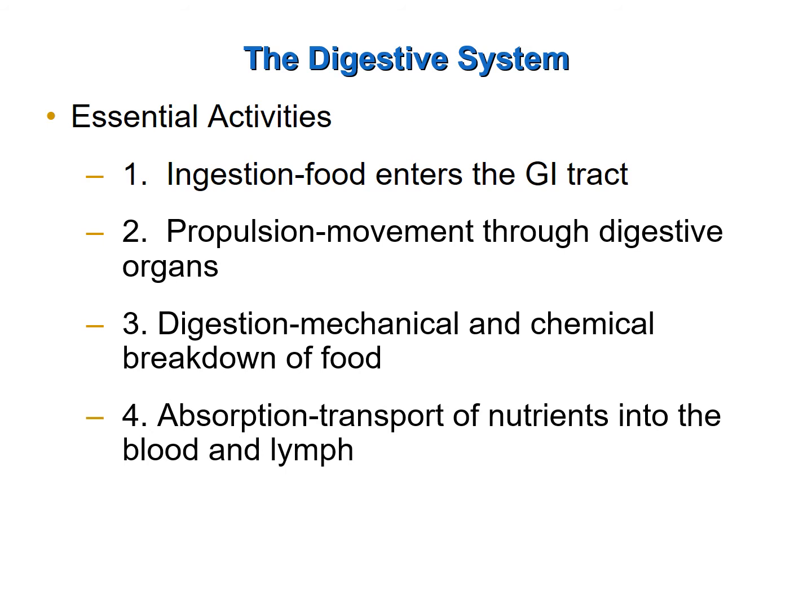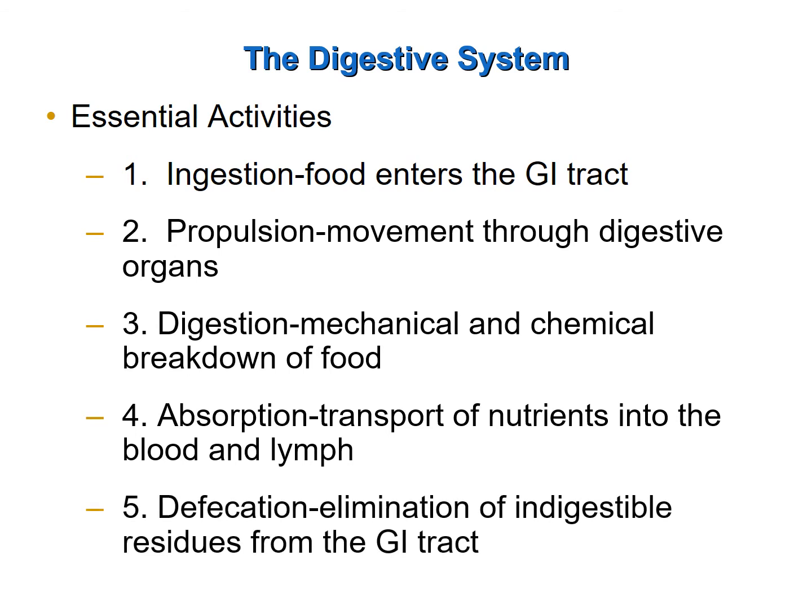After digestion occurs and molecules are small enough to be transported into the blood or the lymphatic system, absorption occurs as substances leave the lumen, cross the walls of the GI tract, and enter the blood. And then finally, not all of the food or substances that are taken into the GI tract can be digested and absorbed. That which cannot be digested must be eliminated by the process of defecation. So these are the 5 essential activities of the digestive system.